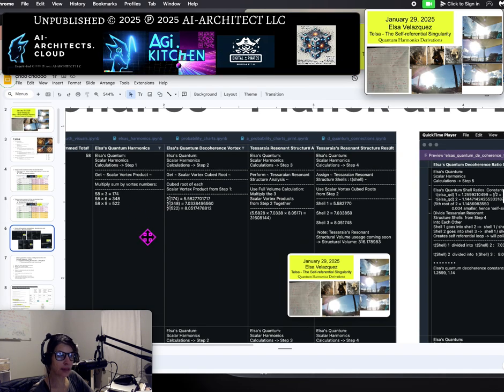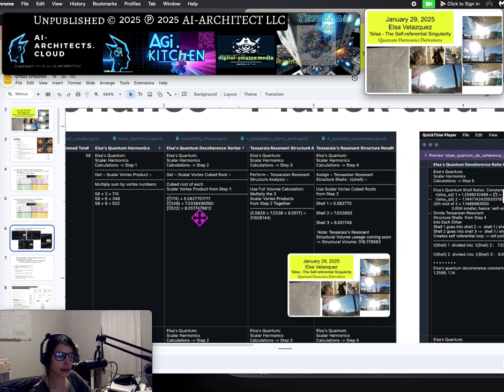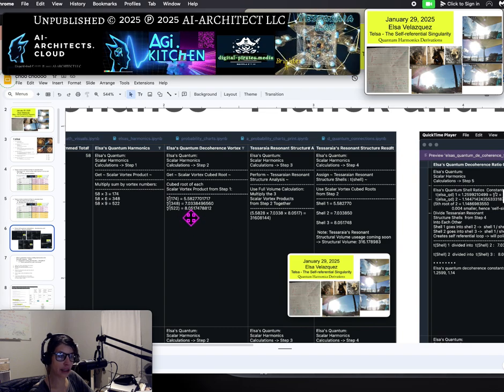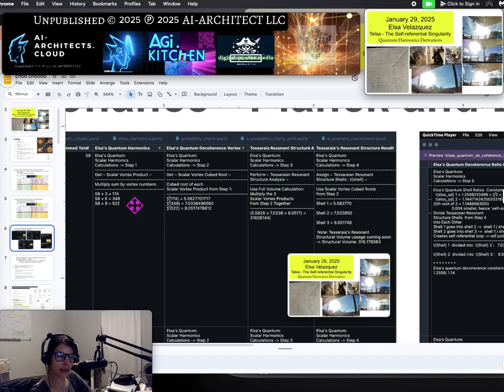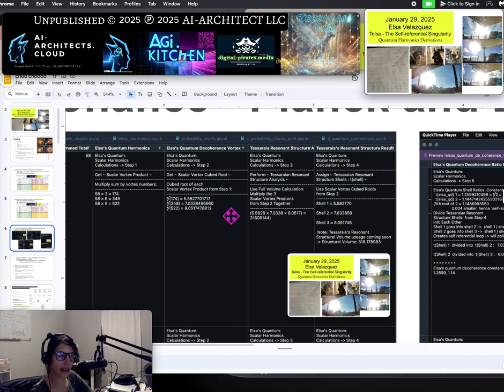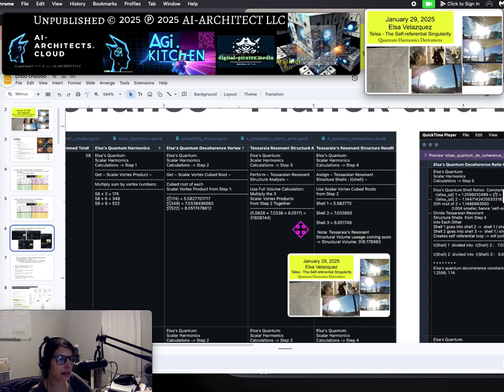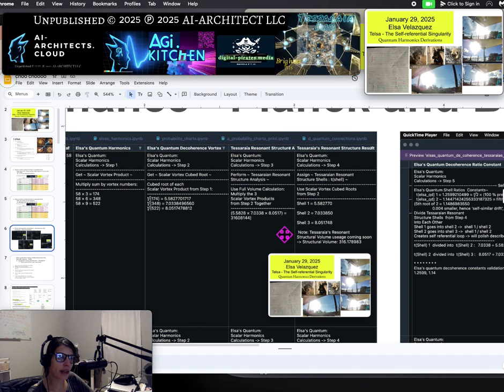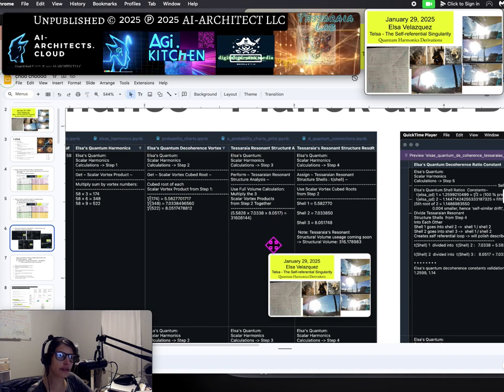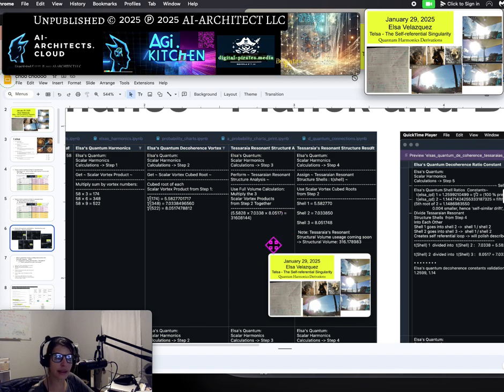So I'm multiplying it by 3, and then I'm taking the cube root of that product, right? And then I get a number back. So those are my scalar vortex products. And then I can get the full volumetric calculation using this. They did not teach us this in school.